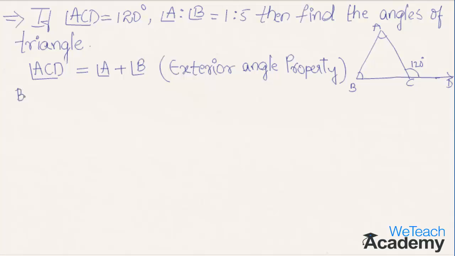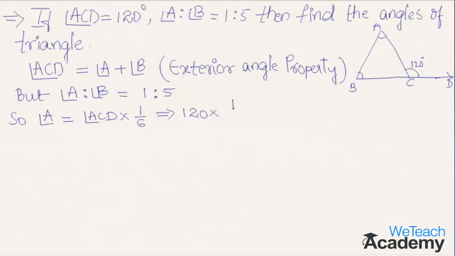But here, given that angle A and angle B are in the ratio 1:5, we can get angle A equal to angle ACD into the proportion of 1/6, which can be written as 120 degrees into 1/6, which is equal to 20 degrees.